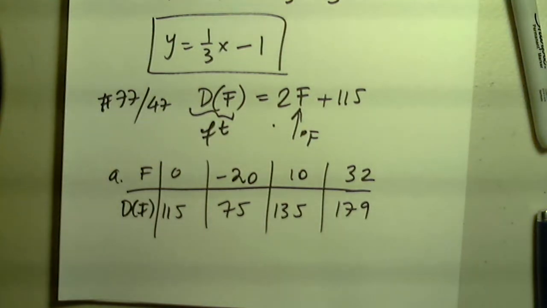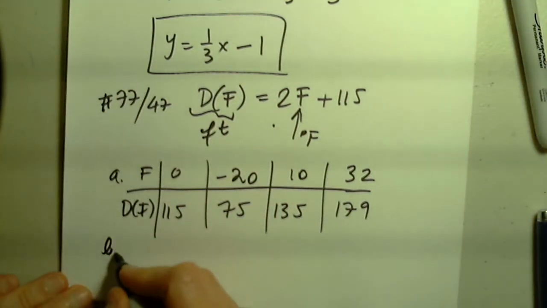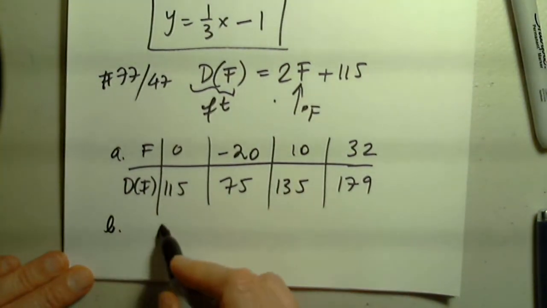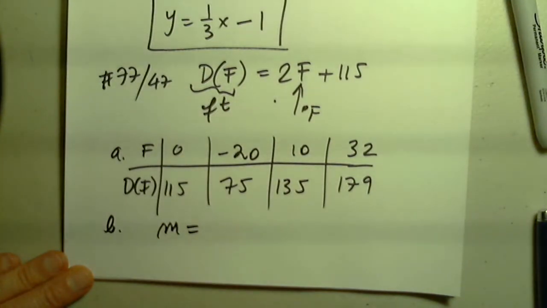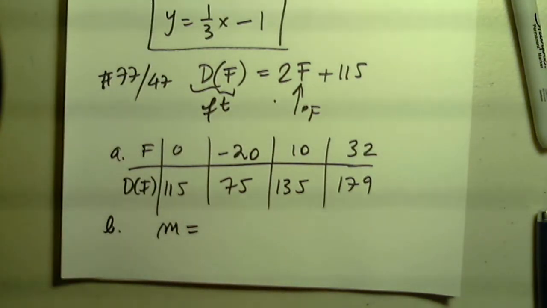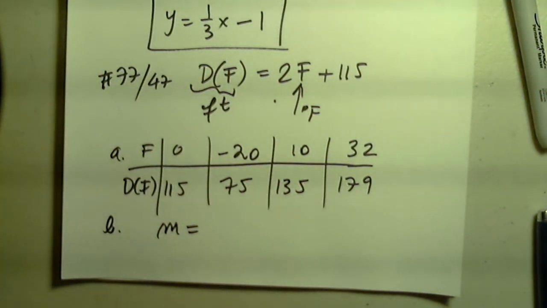Interpret the meaning of this slope in the context of this problem. So the slope, can anyone give us the slope? That's part B. Can anyone give us the slope of this? Did I lose everyone? Yeah, there was a bad connection. Okay, sorry. So can anyone tell us the slope?